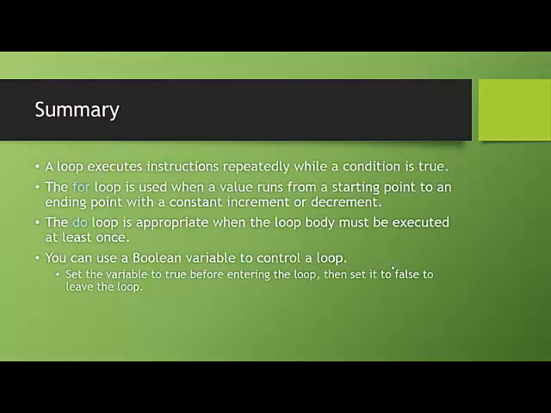A loop executes instructions repeatedly while a condition is true. A for loop is used when a value runs from a starting point to an ending point with a consistent increment or decrement. And a do loop is used when we need to execute the loop body at least once before testing a condition. You can use Boolean variables to control a loop, setting a variable to be true before entering the loop, and then setting it to false to leave the loop.